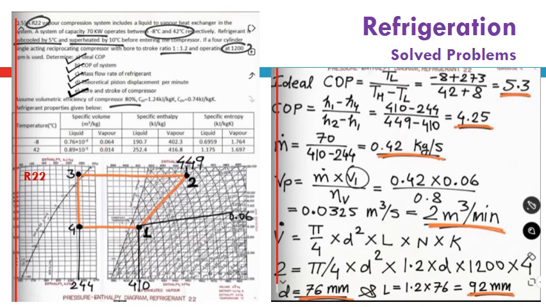1.2, so we can replace the stroke with 1.2 times the diameter, and using 1200 RPM and four cylinders, the equation will have just one unknown to be solved, which is the diameter cubed. After solving this equation, we get that the bore of this cylinder is equal to 76 mm after transforming it from cubic meters, and then we can estimate the stroke on the basis of the bore diameter by multiplying 1.2 by 76 mm, to get that the stroke of the cylinder used inside this compressor is equal to 98 mm.